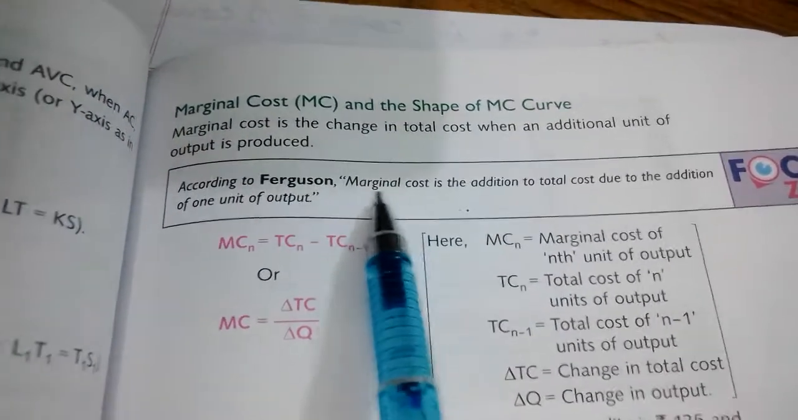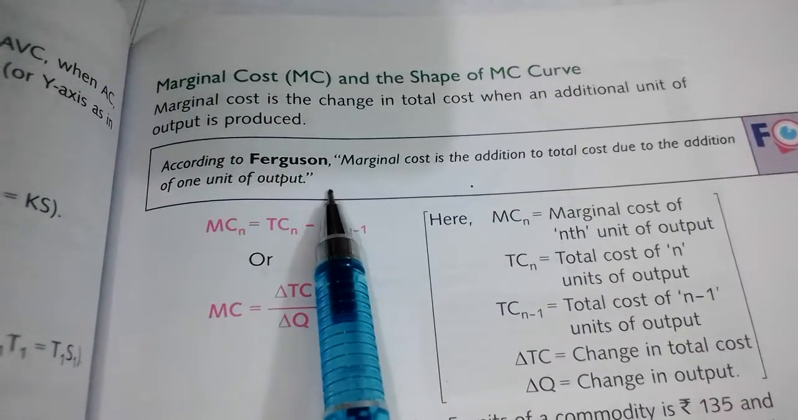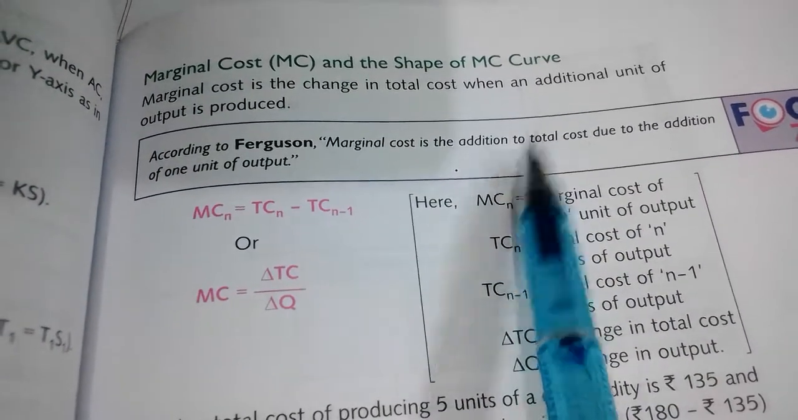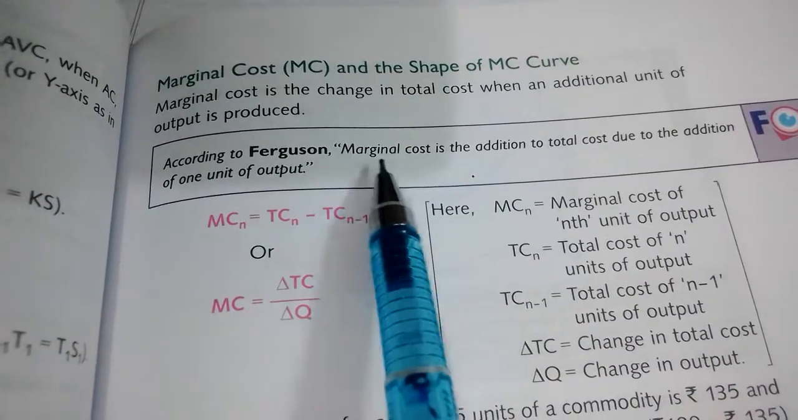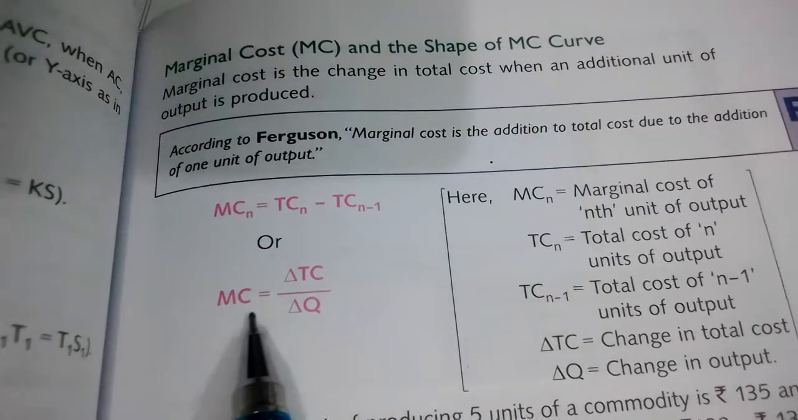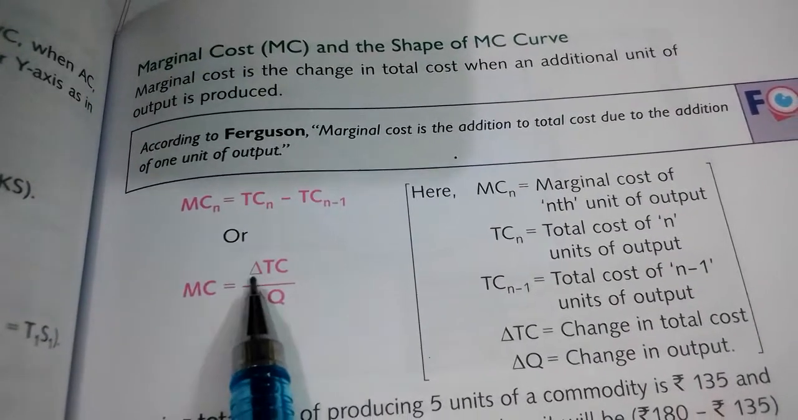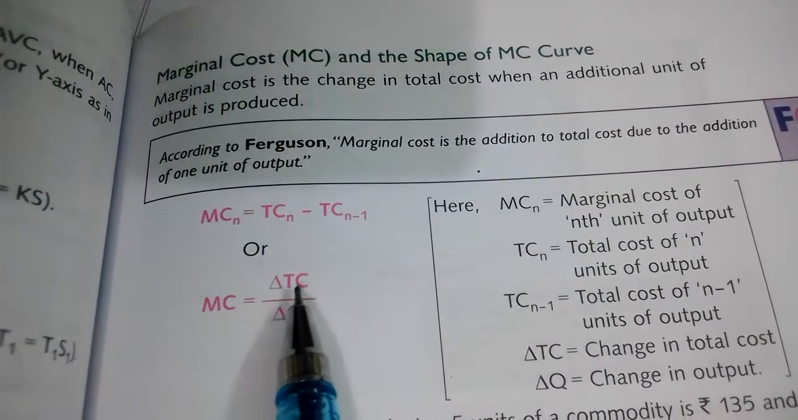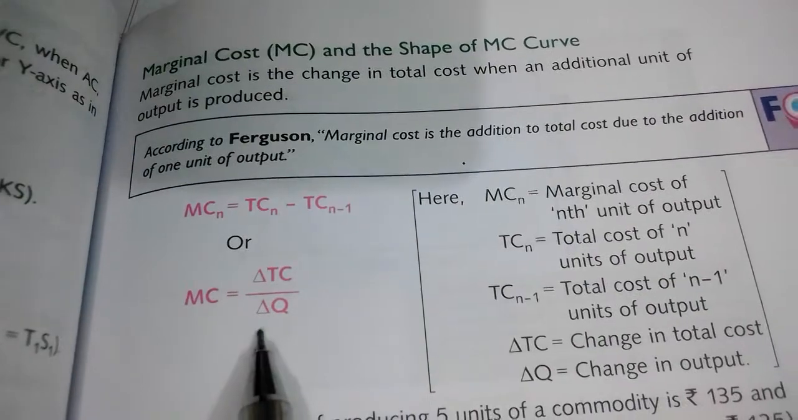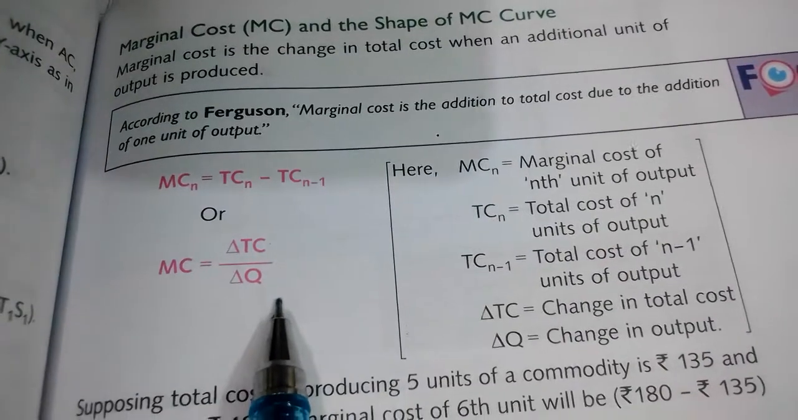So marginal cost is the addition to total cost due to the addition of one unit of output. This means that in total cost, when every other unit is added, it is considered as marginal cost. It is very clear from this formula. Marginal cost: this triangle sign is the delta sign, it represents change. That means change in total cost divided by change in quantity. That means after addition of every next unit, what is the change in total cost and the quantity.